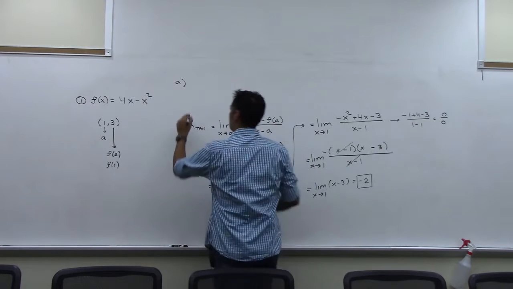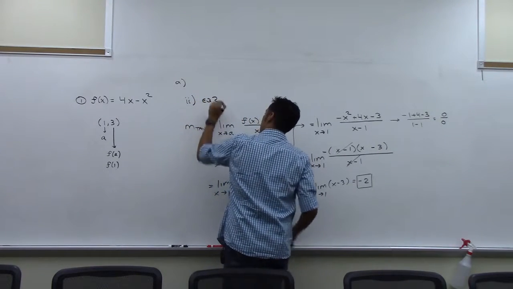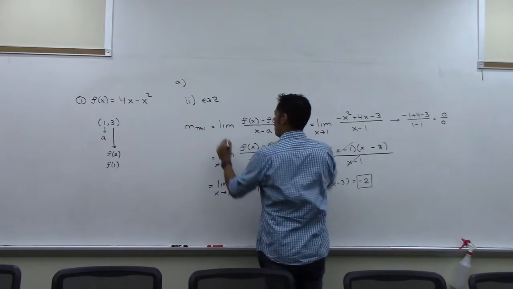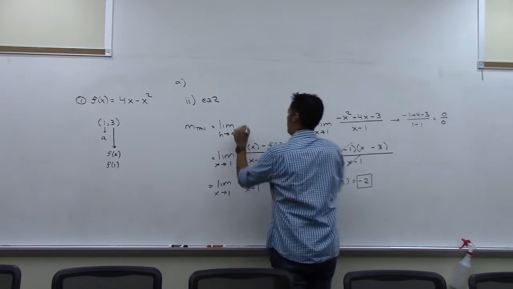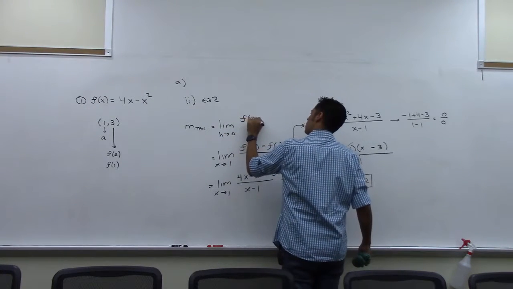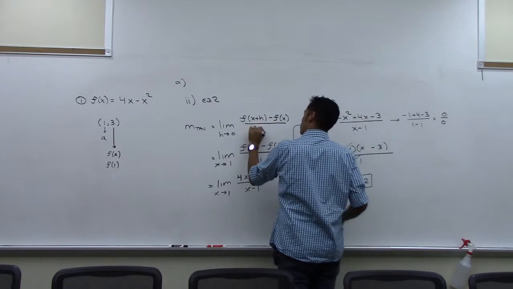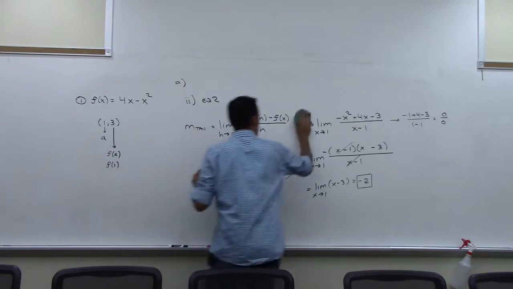So for part 2, we're going to use equation 2, and that says that the slope of the tangent line is the limit as h goes to 0 of f of x plus h minus f of x all over h. All right, so let's see what happens when we use this formula instead.